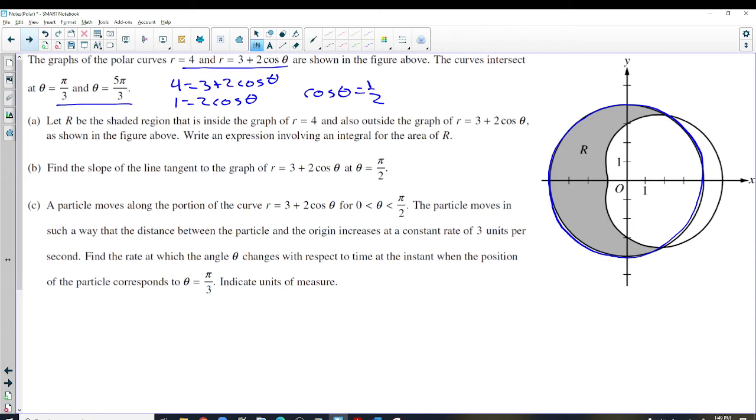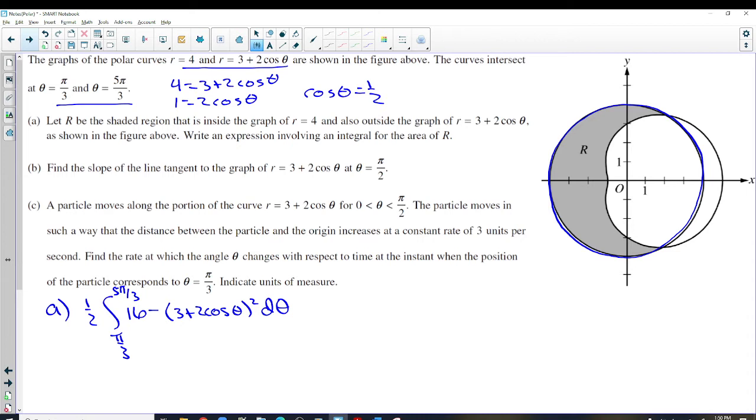As shown in the figure above, write an expression involving an integral for the area of R. So we have 1/2 integral from pi over 3 to 5 pi over 3 of the outside area, the circle, 16, or 4 squared, and then minus 3 plus 2 cosine of theta squared d theta. And it just says write an expression. So that means don't evaluate it, just write it.